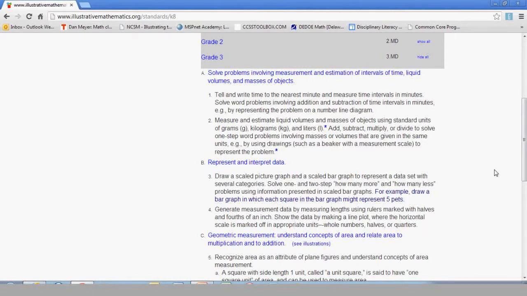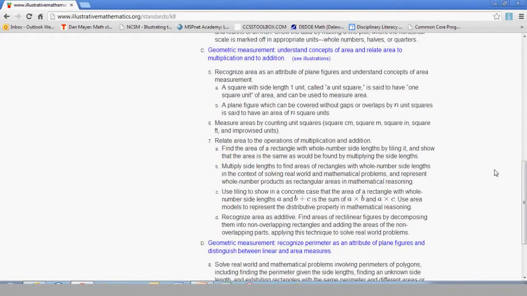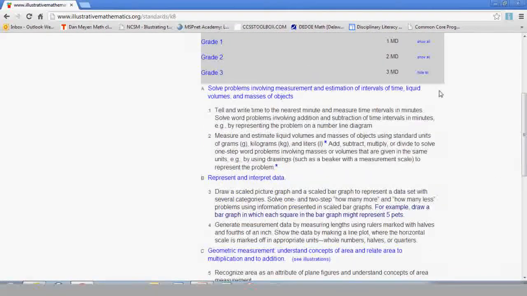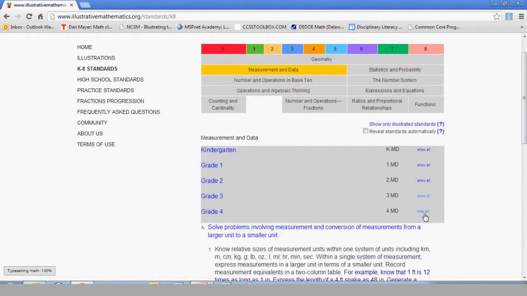Now, if we look at fourth grade then, those are the third grade standards. Here, let me collapse these. I'll make it a little bit easier. Let me hide the third grade. If we look at fourth grade, then let's see what else is going on with measurement and data.